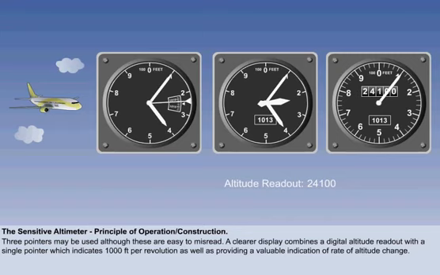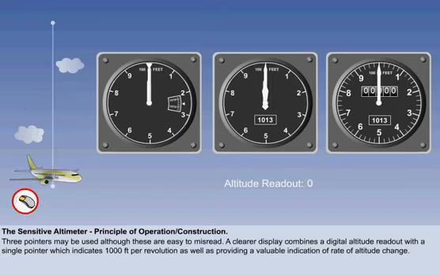If we look at the sensitive altimeter to the far right now, we can see that in this version of the instrument, a much clearer display is achieved by substituting 2 of the 3 pointers with the digital altitude readout. A single pointer is retained to indicate 1,000 feet per revolution, and to provide a valuable indication of the rate of altitude change. This altimeter is also indicating 24,100 feet. Move the aircraft up and down and observe the different indications of altitude.